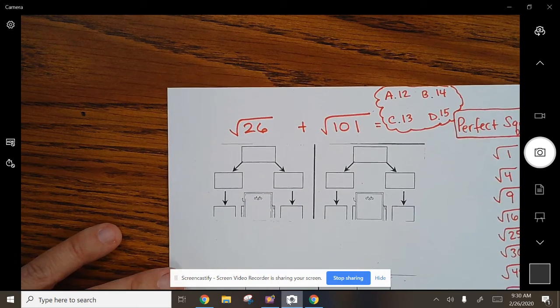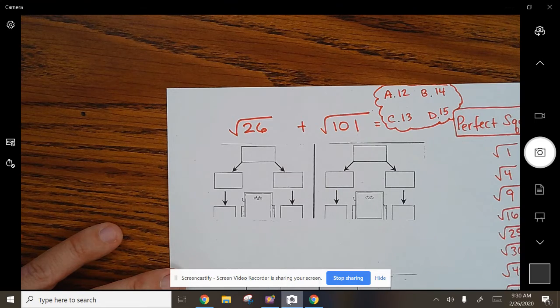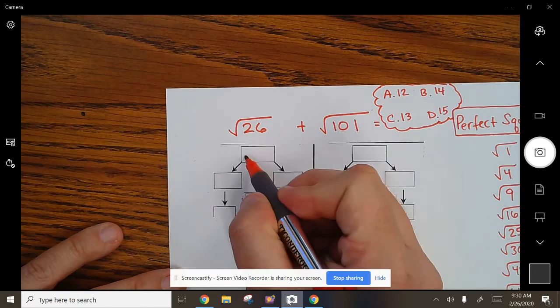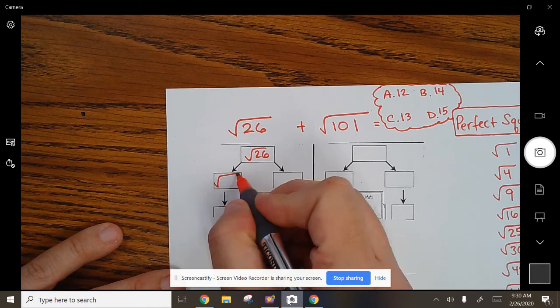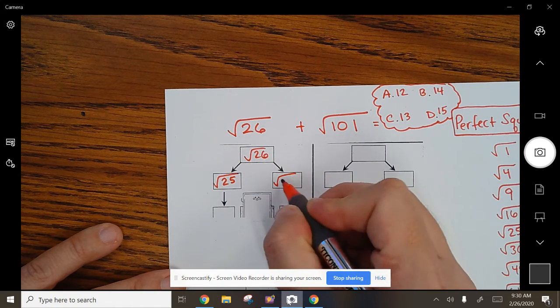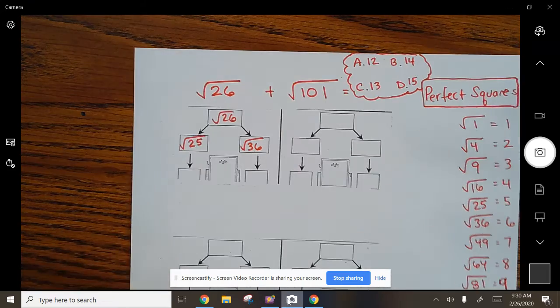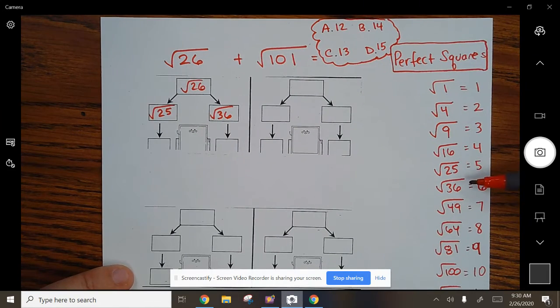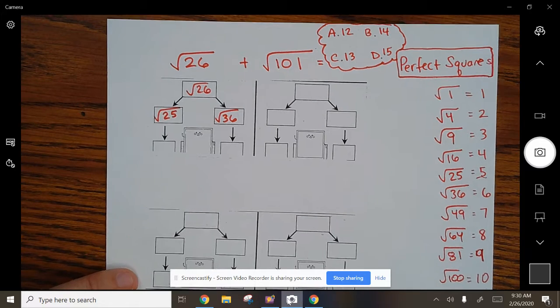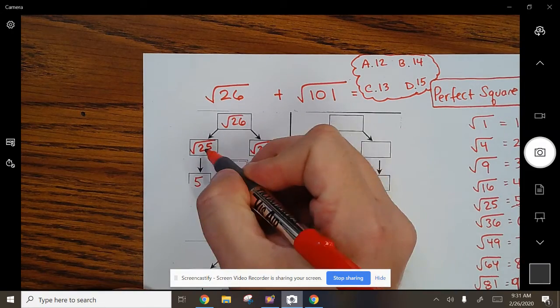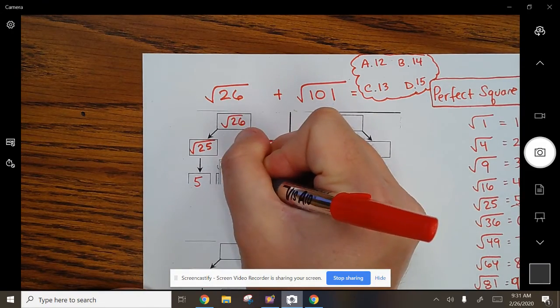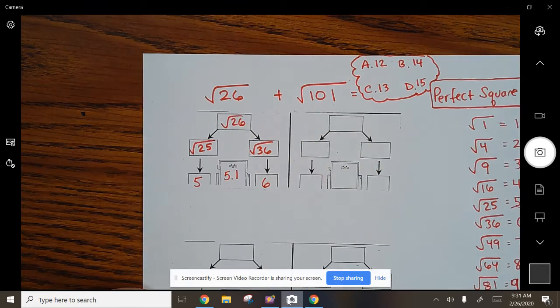I gave you these boxes again. I want you to set up the same idea. You're going to put square root of 26 in here. Which two perfect squares? Square root of 26 would fit right in between 25 and 36, and it's really close to 5. So this is between 5 and 6, but 26 is only one off from 25, so it's going to be 5.1.